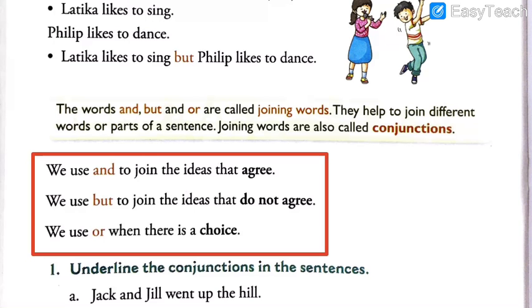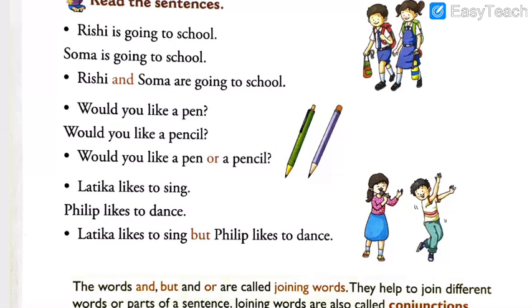At that time you use or. Again, a clear example is given. Would you like a pen? Would you like a pencil? So what will you like? Pen or pencil? Would you like a pen or a pencil? So it is combined with or. This idea which gives you the option is combined with or.